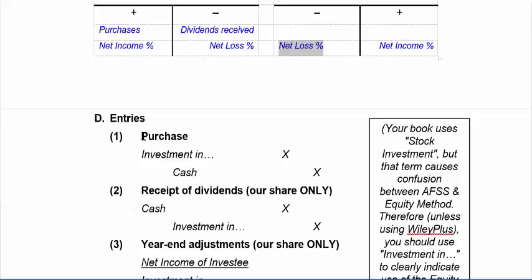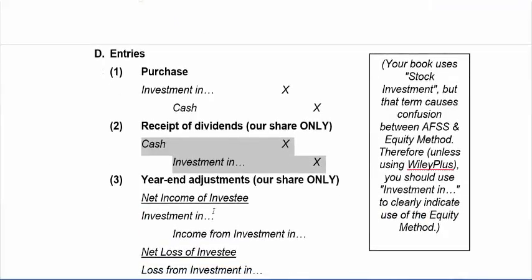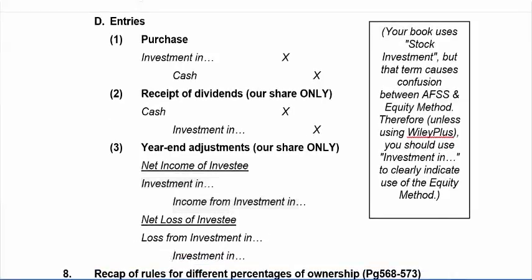So here we're talking about the equity method: purchase, debit investment in name of company, credit cash. You get dividends. Remember, it's not dividend income, you just credit investment in name of company. Year-end adjustments, we don't have any fair value adjustment, but you would debit investment in name of company for any net income they have, your share, or credit investment in name of company for any loss that they have, in case of a net loss, your percentage of their loss.